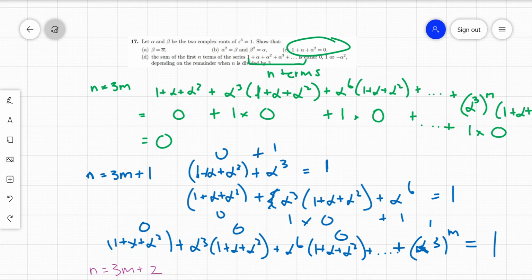And it says, show that it's either 0, 1, or negative alpha squared. So there you go. So 0 if the n terms is a multiple of 3. If there's a remainder of 1 when it's divided by 3, we get a sum of 1. And if the remainder is 2, when we divide the n terms by 3, we get a sum of negative alpha squared.